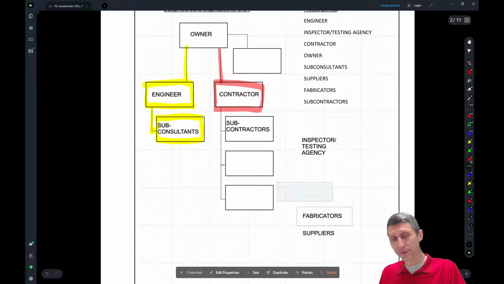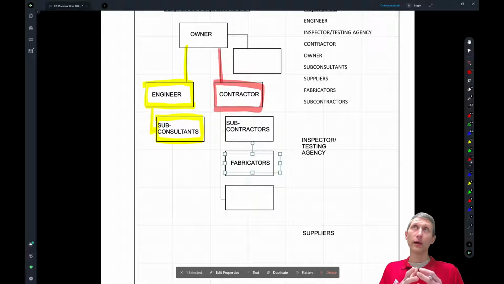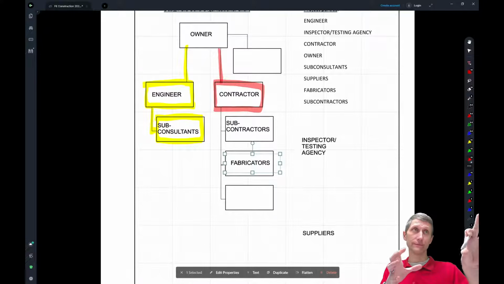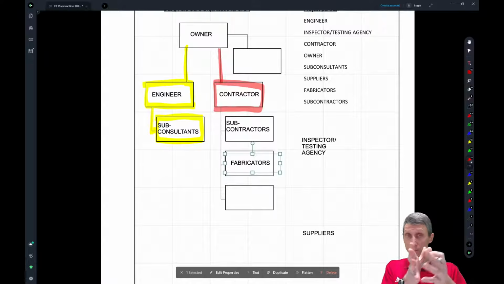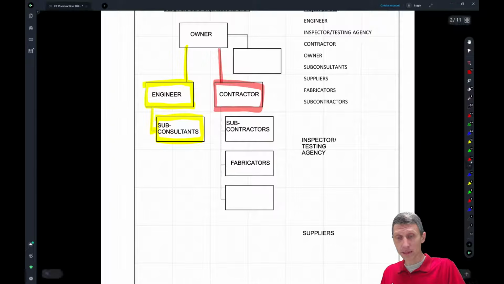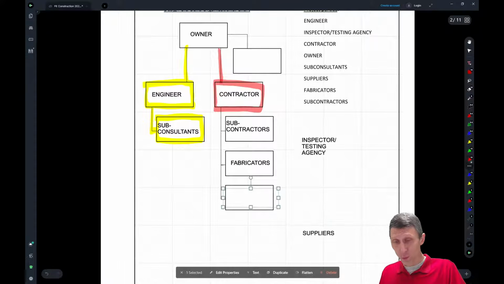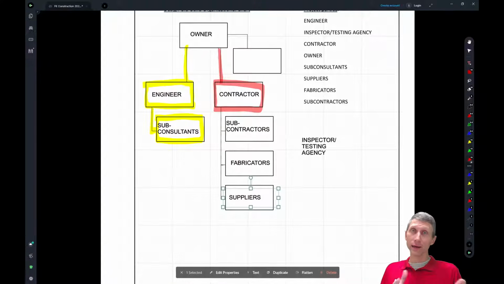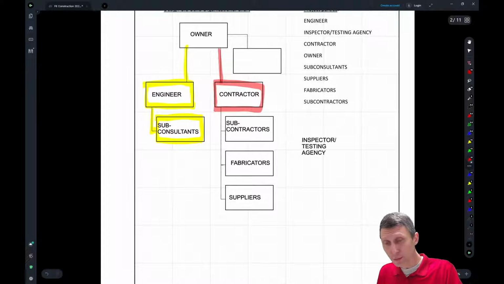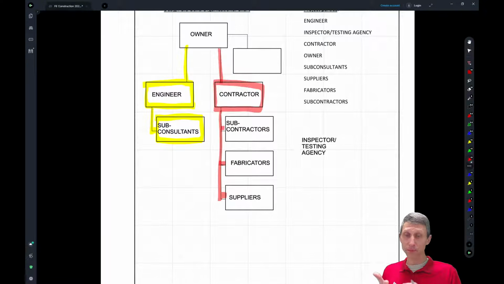They're also going to work with fabricators who are going to produce or build certain components. So on a steel job, you're going to have a contractor, but they're going to contract with a steel fabricator to build the steel pieces, and then it'll get erected on the site. In addition, the contractor is going to contract with suppliers who are going to supply the different materials and components that need to get built. So the contractor is going to have multiple sub contracts here with subcontractors, fabricators, suppliers.